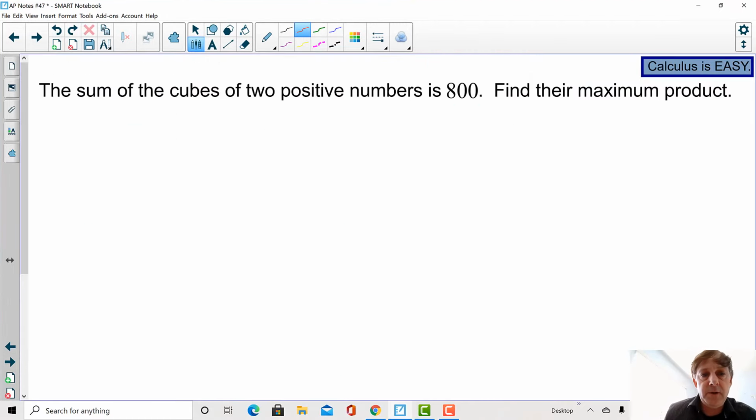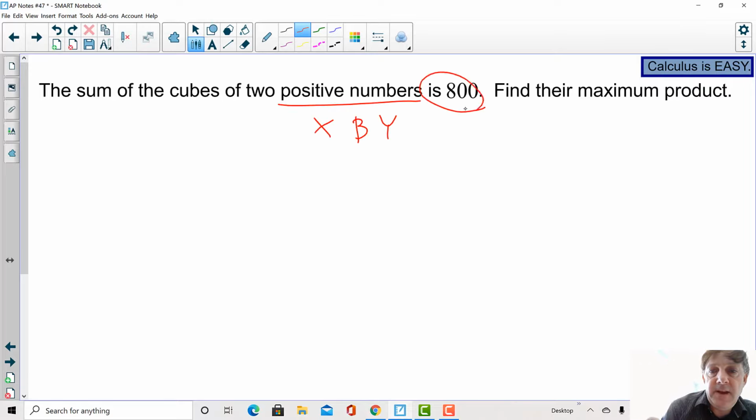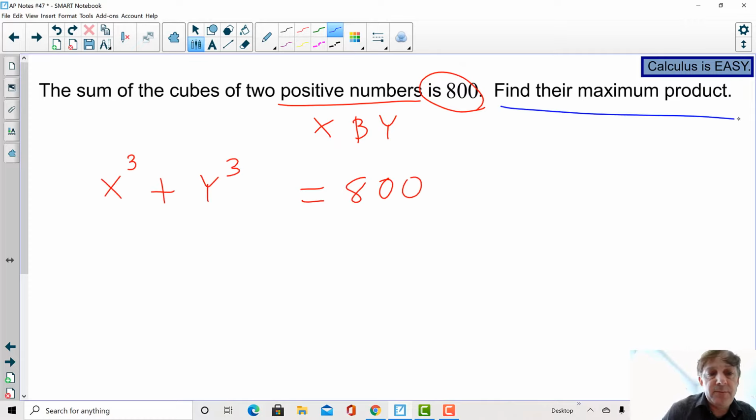Okay, it says the sum of the cubes of 2 positive numbers. So my positive numbers are going to be x and y. And then it says is 800, so that's equals 800. And it says find their maximum product. Their product is just going to be when you multiply them together. So x times y is their product.